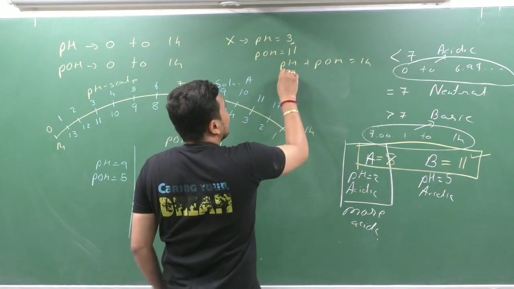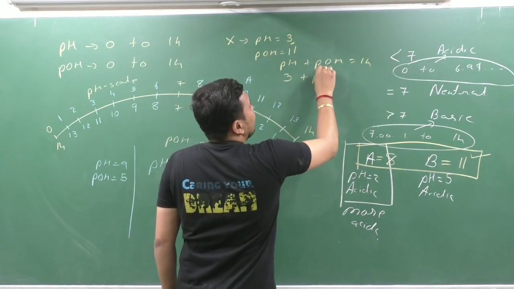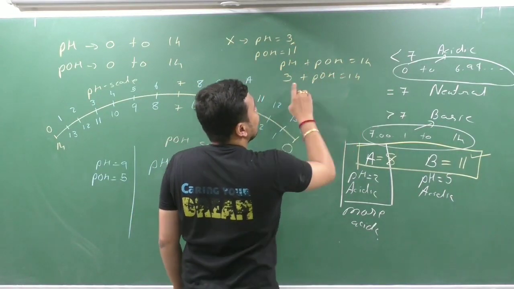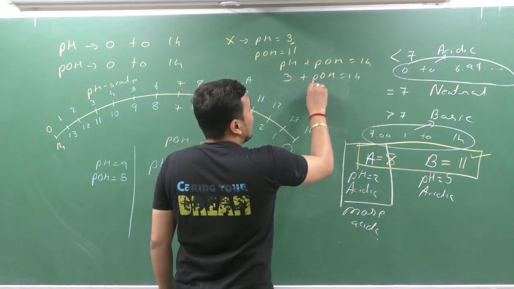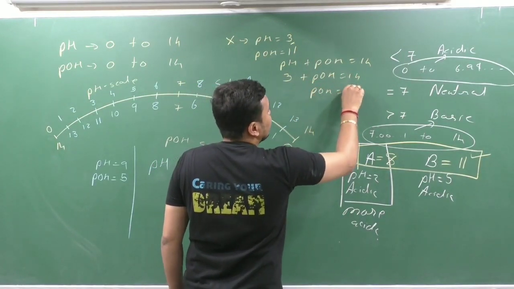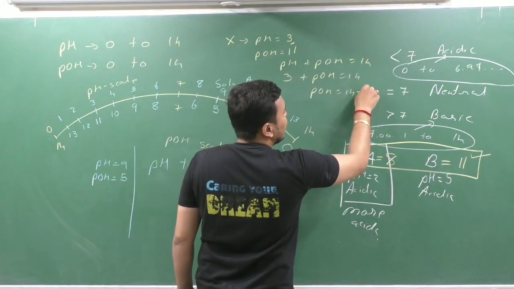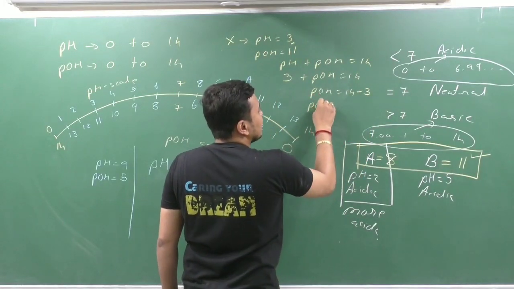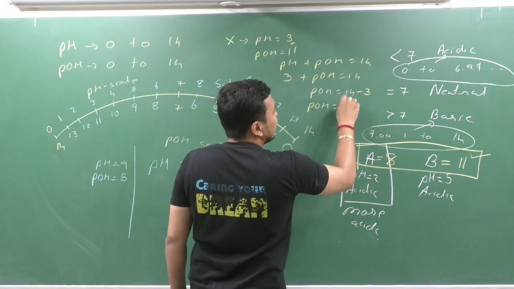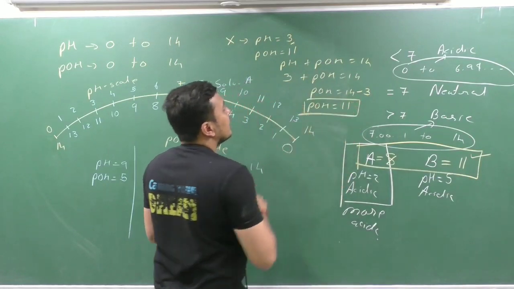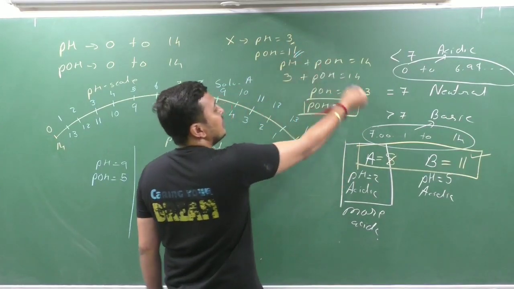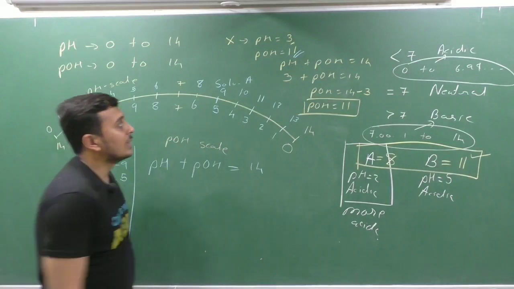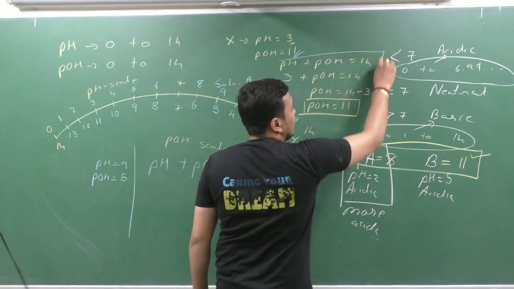If pH is equal to 3, then write: 3 plus pOH is equal to 14. Now pOH is equal to 14. If 3 goes to the other side, it will be minus 3. So pOH is equal to 14 minus 3, that is equal to 11. So you have your value, 11. Clear? This is the solution of the numerical.